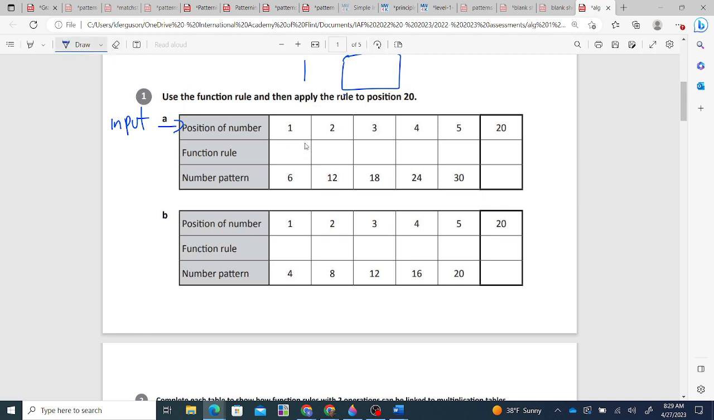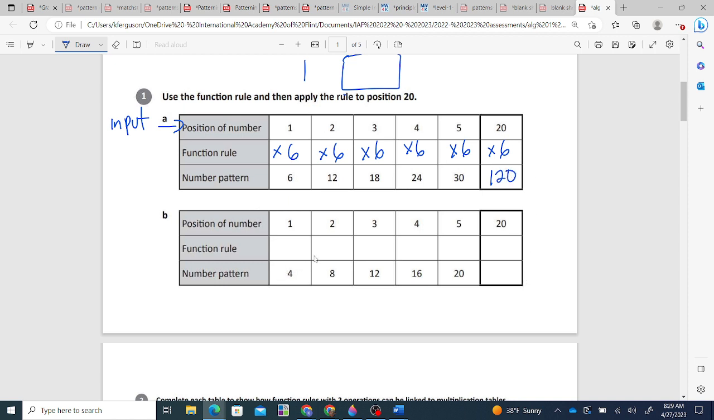Well, it's a lot simpler. 1 times 6 is 6. 2 times 6 is 12. 3 times 6 is 18. 4 times 6 is 24. 5 times 6 is 30. So times 6 is my rule. So now that I know what my rule is, we want to find the 20th term. So 120, excellent.